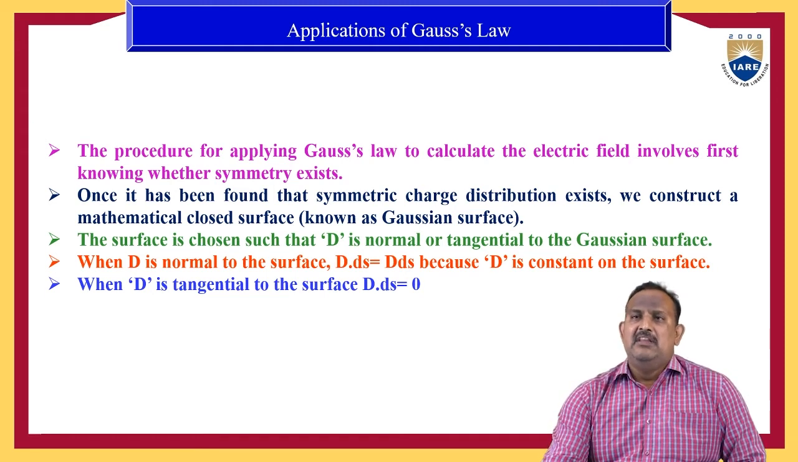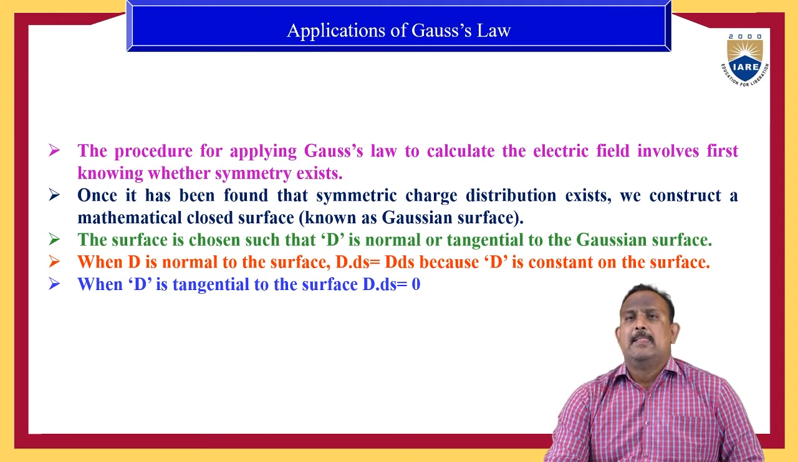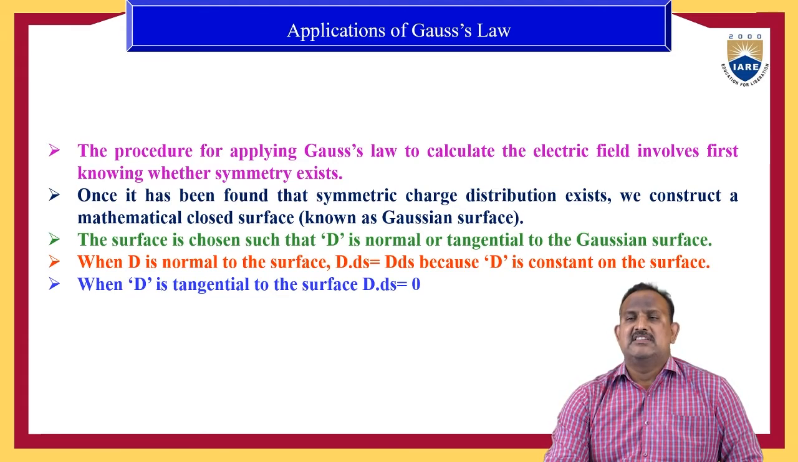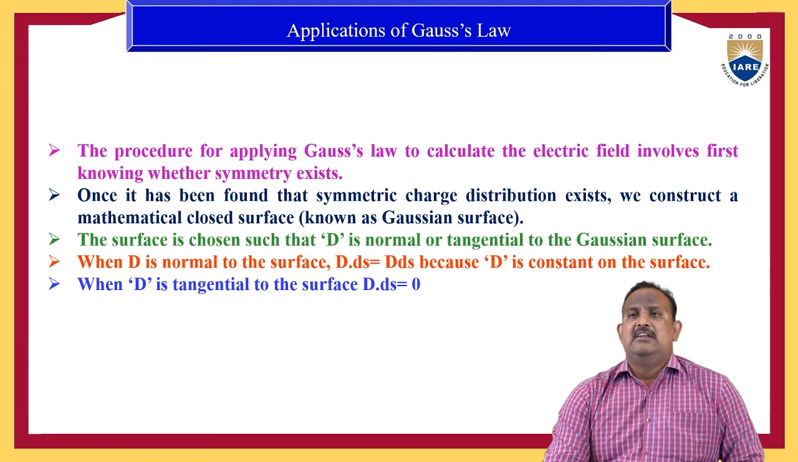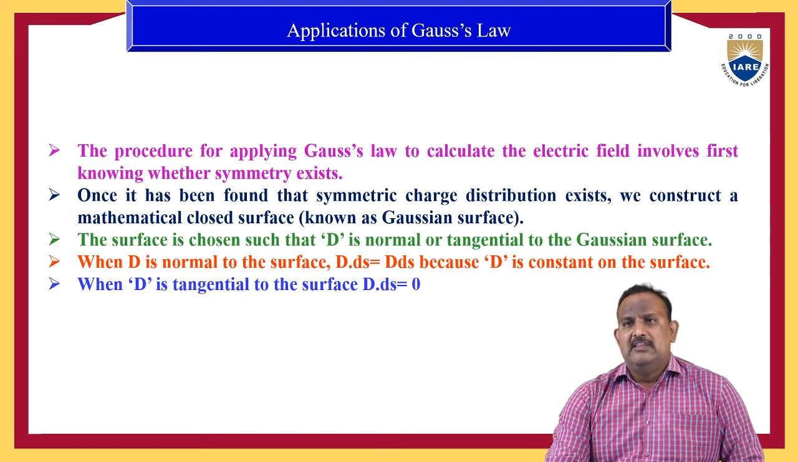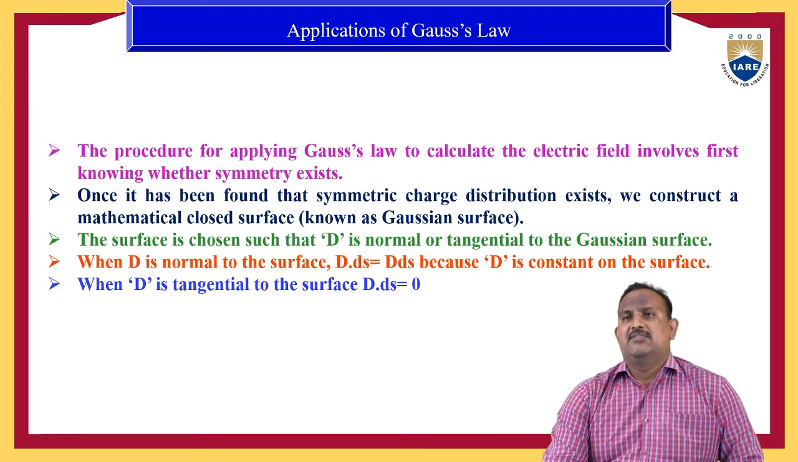Here the D may be normal to the surface, or D may be tangential to the Gaussian surface. When D is normal to the surface, then we can write D dot ds equal to D ds. We can simply multiply the D and ds. Next, if D is tangential to the surface, then D dot ds equals 0. Then we cannot apply the Gauss law to that particular Gaussian surface.